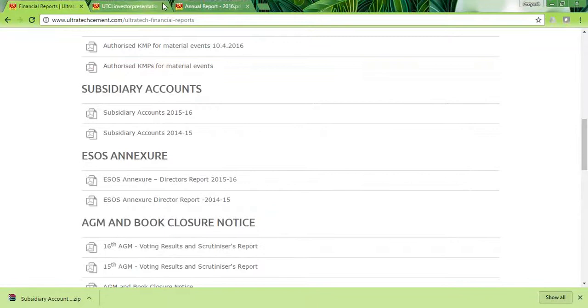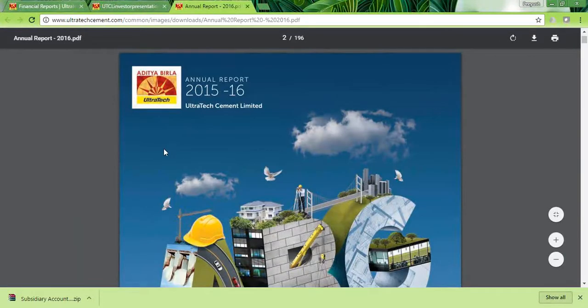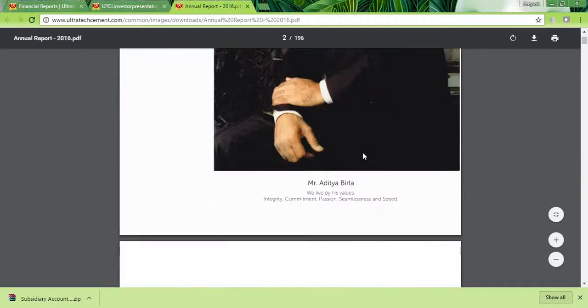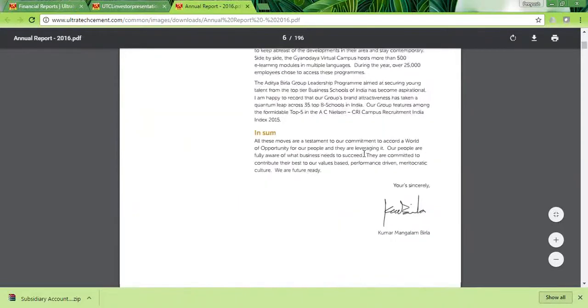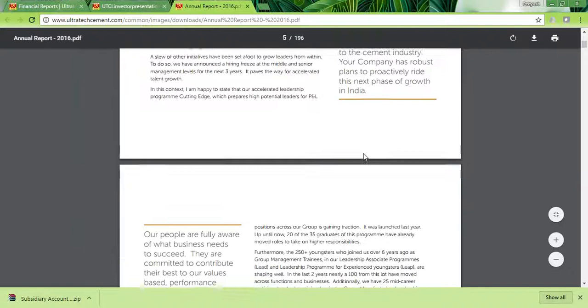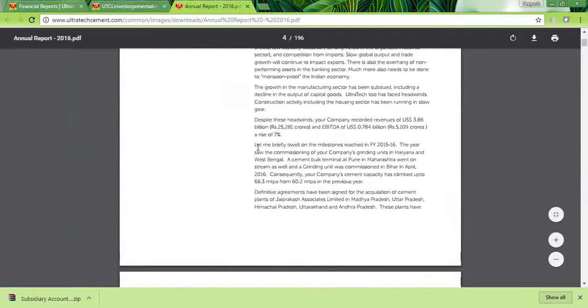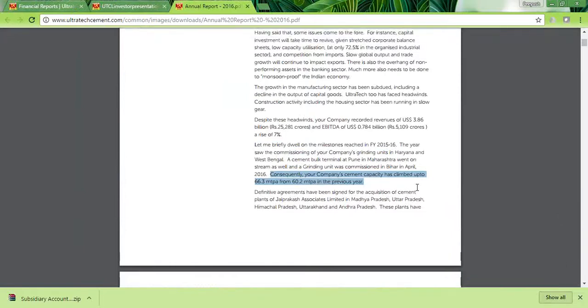Where do we find the capacity? The capacity should be available in the annual report, right? So when we go to the annual report, you will find the standard stuff, including the letter to shareholders. And in the letter to shareholders, there must be a mention of the overall capacity, right? So let me briefly dwell on the milestones reached in this year. The year saw commissioning of grinding units in Haryana and West Bengal, etc. Consequently, your company's cement capacity has climbed up to 66.3 million tons per annum from 60.2 in the previous year.